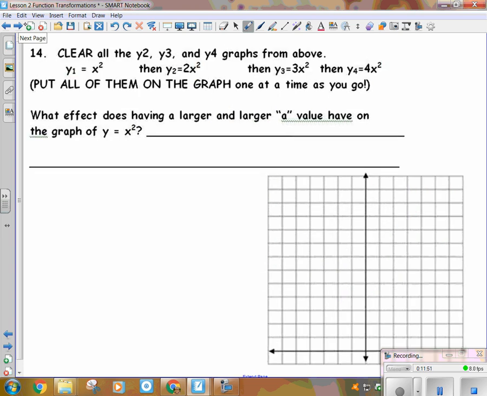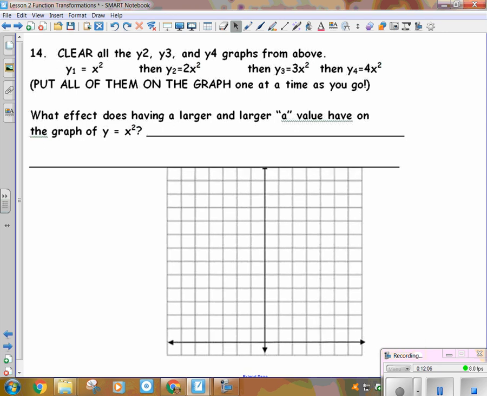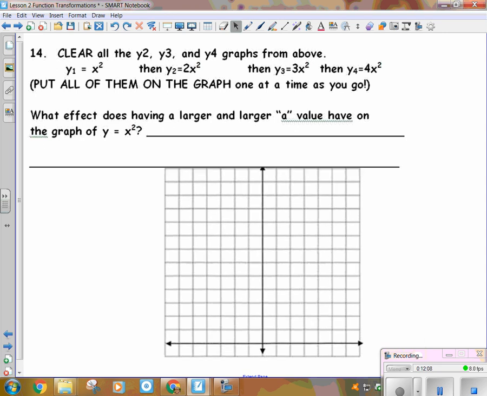All right, number 14. Clear all of your graphs. So if you did put this in your calculator so you could see those for yourself, of course I'm just sketching. Put all of these on the graph one time as much as you can and go. Okay. I'm going to pull this graph over here so I can work with it. All right, here we go.